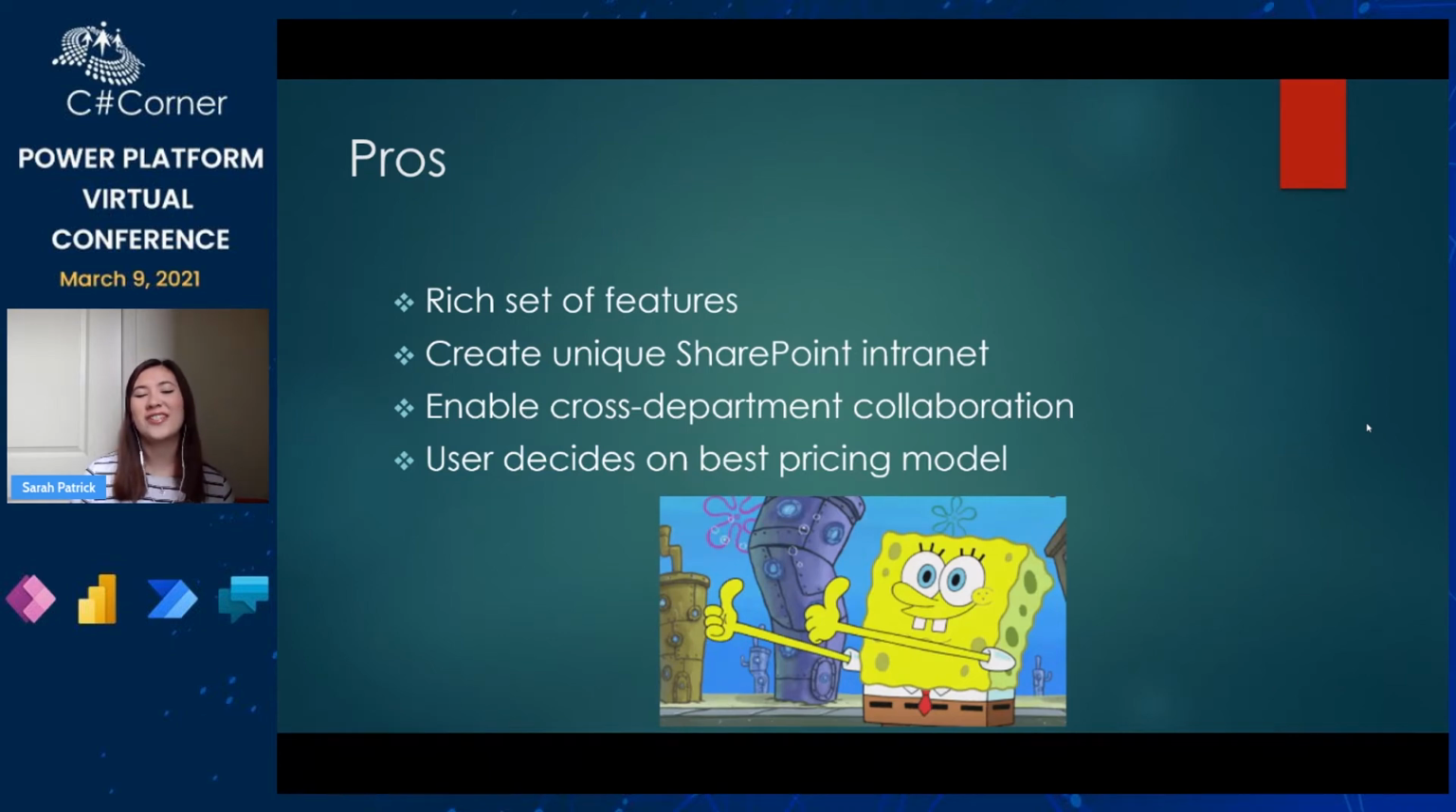So the pros, it has a rich set of features. You saw all the different ways that I could create a column, and it just leaves a lot of room for flexibility of what you want it to be. You can create your unique SharePoint intranet similar to the first one, because I am basically starting from scratch. I can add the features and whatever I feel necessary to create my own intranet. In this case, it's a database that I know will be set up to my liking. It enables cross-department collaboration, so more of a broader scale. Companies and organizations will use that to come together to work on the documents all in one place. And lastly, users decide on the best pricing model, which in my case was for free. So that was awesome.